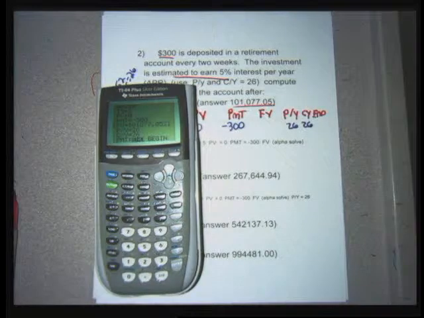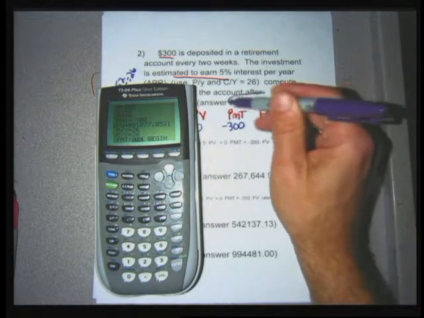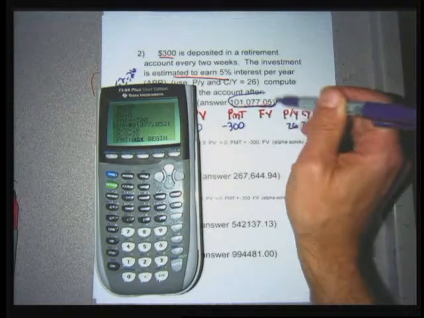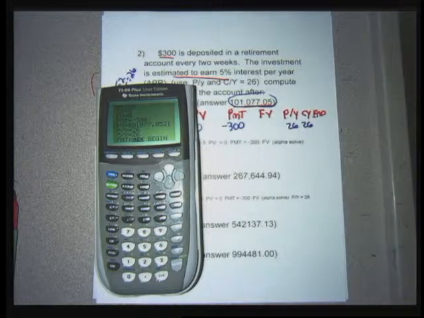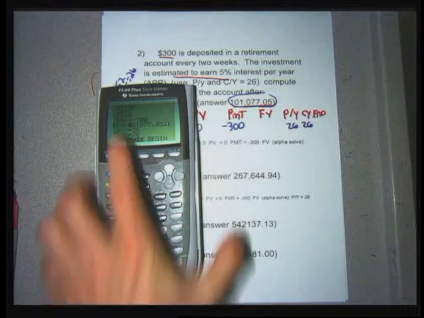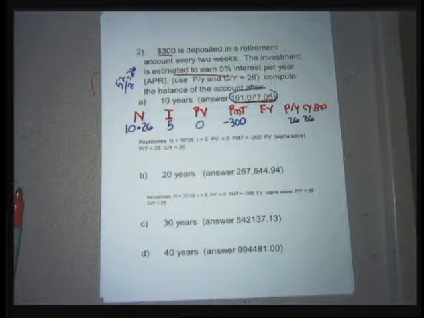And it's going to give me this $101,077.05. And I round to 2 decimal places because my answer is dollars, and dollars need to be rounded to 2 decimal places. So that's part A of problem 2. Parts B, C, and D will be solved almost identically.